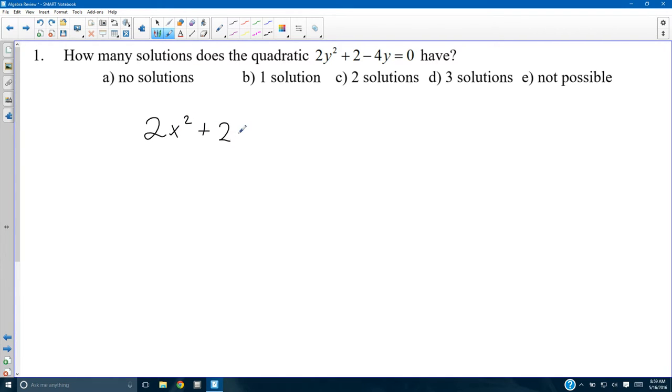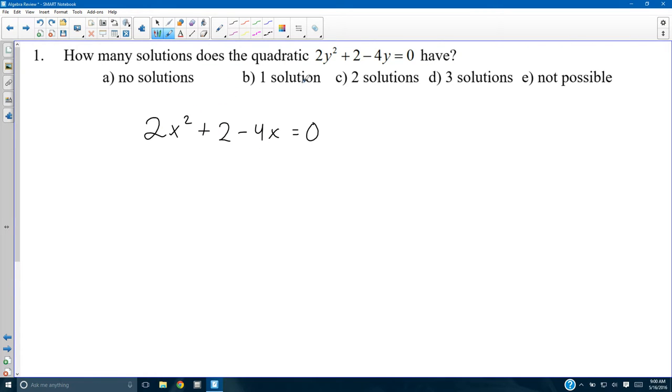Plus 2 minus 4x equals 0. When it's asking for solutions, in this very case, it's asking how many times does it cross the x-axis? Or furthermore, when you solve for x, how many different solutions do you get? There are probably a lot of ways to do this. I'm going to take a look at a couple of them with you and for you.